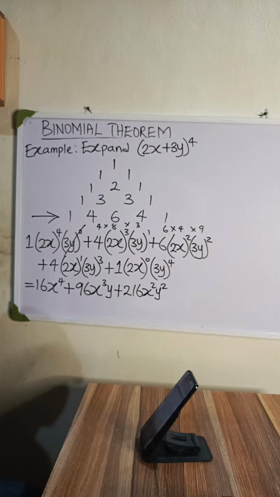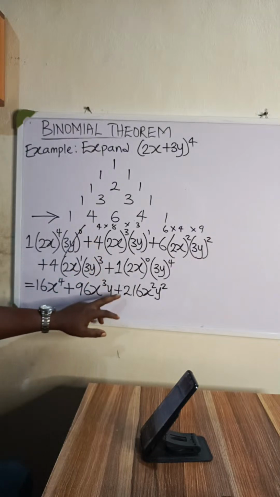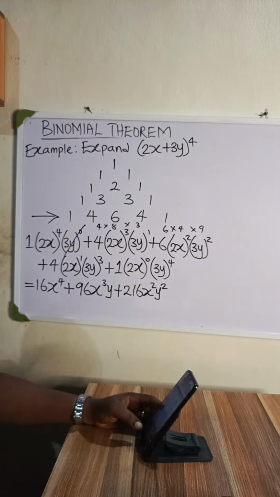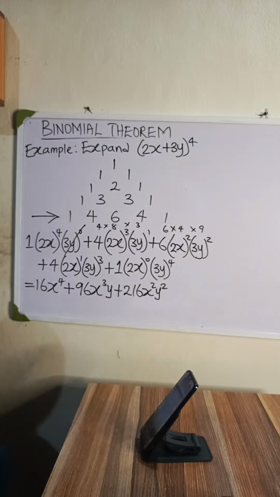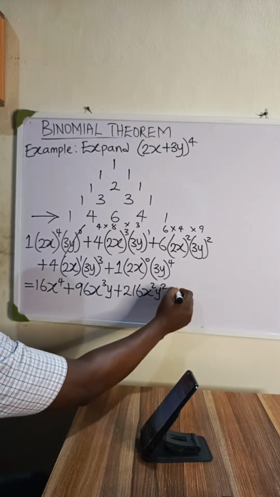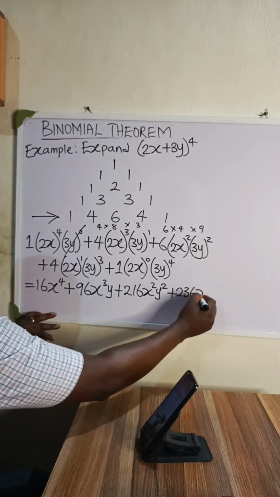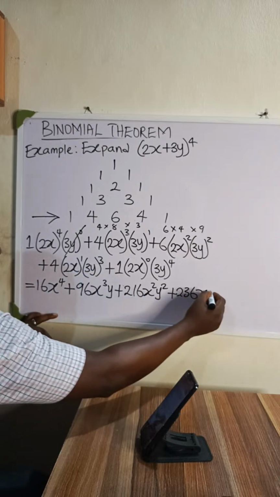Okay, the network is good now. So 4 times 2 times 27. 3 to the power of 3 is 27. 2 to the power of 1 is 2. So we have 4 times 2 times 27. What do we have? That will give us 236. So this will give us plus 236. X is to the power of 1, so we have x. Y is to the power of 3, so we have y to the power of 3.